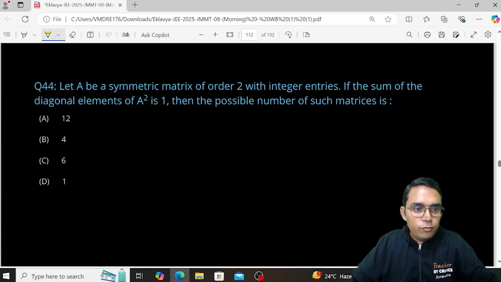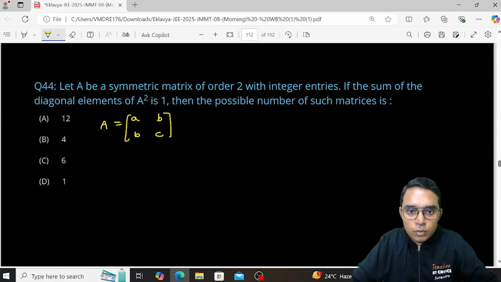Now question number 44. A is a symmetric matrix of order 2 with integer entries. Okay, we can take A to be [a, b; b, c], so that it is symmetric. Okay, if sum of diagonal elements of A square. Now what is A square if you calculate? And I will only find diagonal elements.